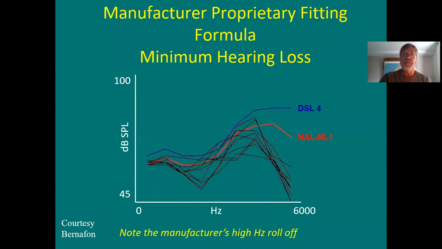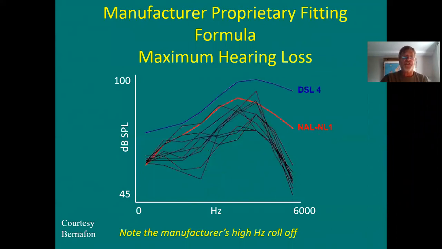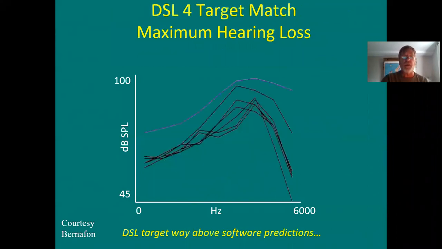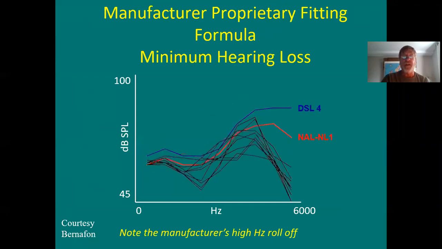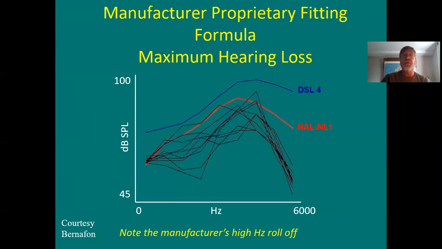When we look at the more moderate loss, of course, your targets go up. So the more moderate loss is this one shown here. And you're looking at the NAL1 and the DSL4 targets for the more maximum loss. And here's the proprietary fitting methods compared to these two fitting method targets for that bigger hearing loss. And the proprietary fitting methods are all less.